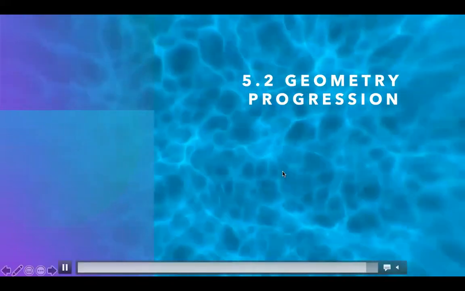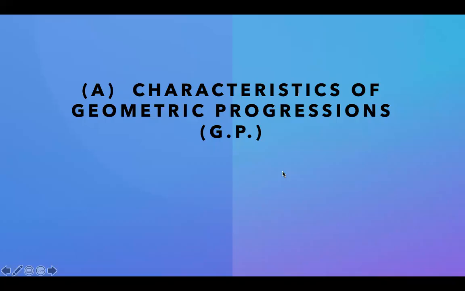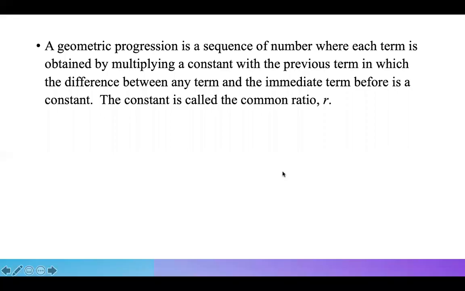Okay, let's see what a geometric progression is. A geometric progression is a sequence of numbers where each term is obtained by multiplying the previous term by a constant, in which the ratio between any term and the term before it is a constant. So the constant is called the common ratio.